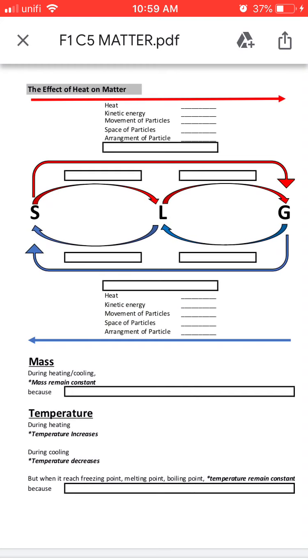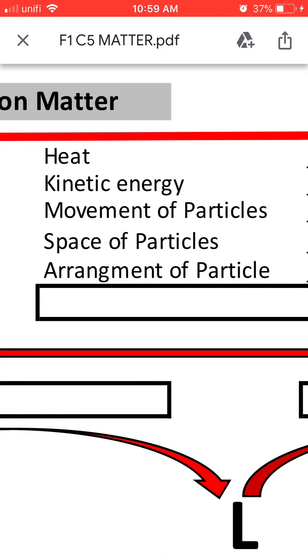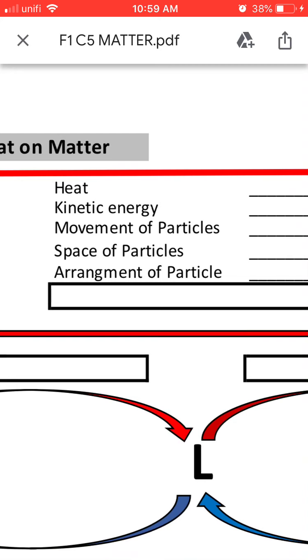Now, the most important thing about the topic is that you should be able to explain, during the process of changes from solid to liquid, what happened to the particles. So you can explain them based on these 5 steps. And what happened to heat when solid turn to liquid? The heat increases, and then the solid will receive more energy, so the kinetic energy becomes higher, and the movement of particles becomes faster. The space between particles will increase, and what happened to the arrangement of particles? They start to become loose.